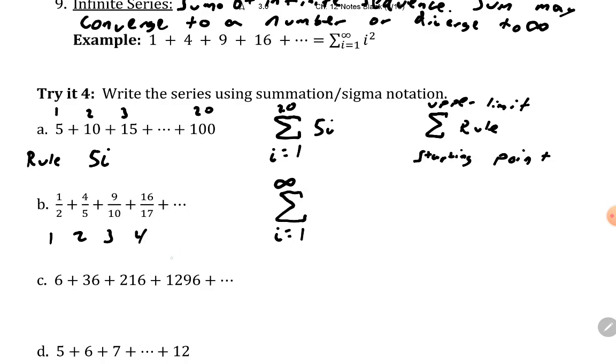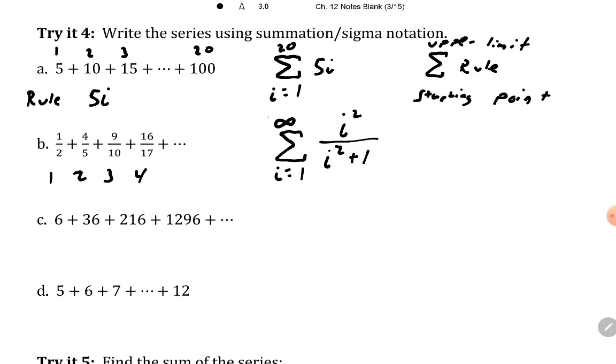So what's going on here? If I just look at the top numbers, let's see what's going on. If I plug in 1, I get 1. If I plug in 2, I get 4. 3, I get 9. So the top is we take our number and square it. And then how do we get the bottom? Well, that's i squared, but just adding 1. And that's our summation.